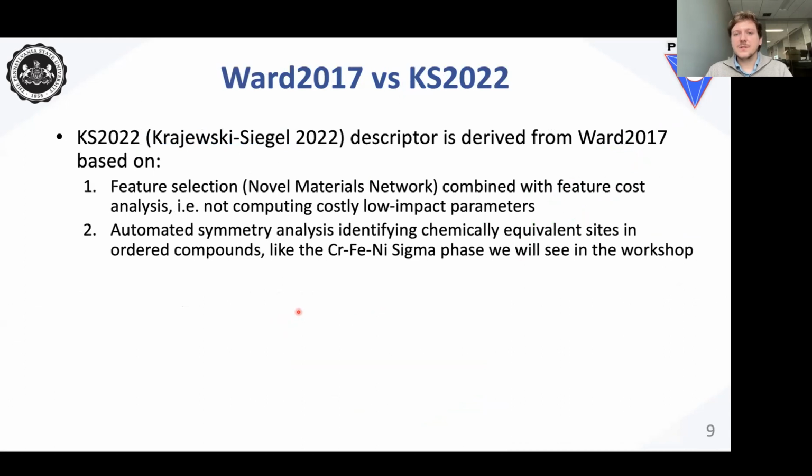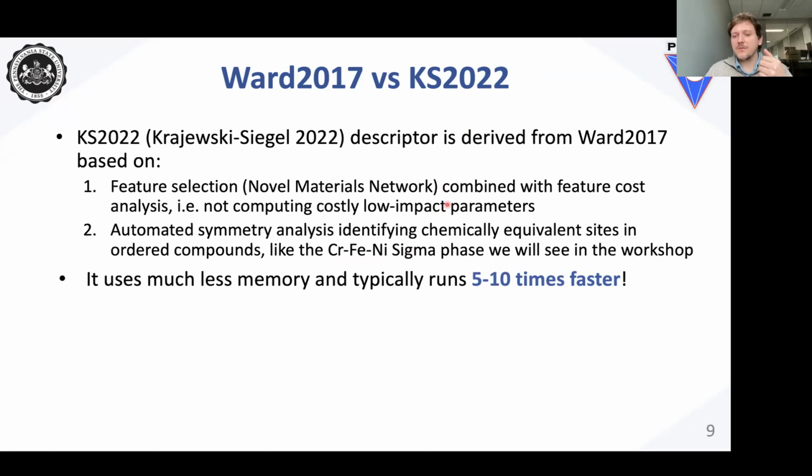So with that, I want to move to the last part that's critical to understanding the contents of this workshop, and that's a new descriptor feature vector that we've been developing, and we're going to showcase here: the Krajewski Ziegel 2022 descriptor. It is derived from Ward 2017, but at the same time, we are using the feature selection that we developed during the novel materials network training, and we combine it with some feature cost analysis. So basically, we are not computing what we don't need to. And at the same time, we are doing some automated symmetry analysis, and we are identifying chemically equivalent sites in ordered compounds so that we don't have to repeat the calculation that would give the same results based on the symmetry. And that's very important in, for example, the case of the chromium iron nickel sigma phase that we're going to see in this workshop, and we're going to see how much this makes everything faster.